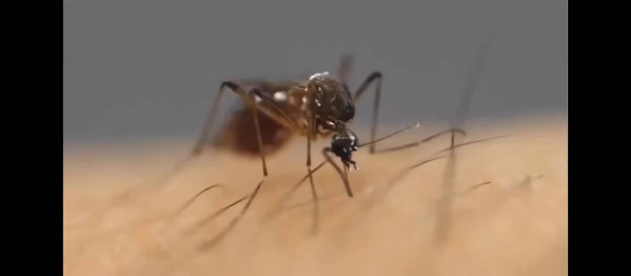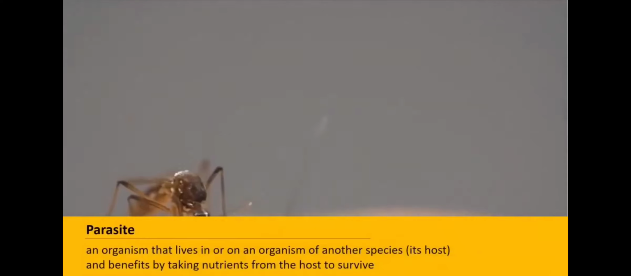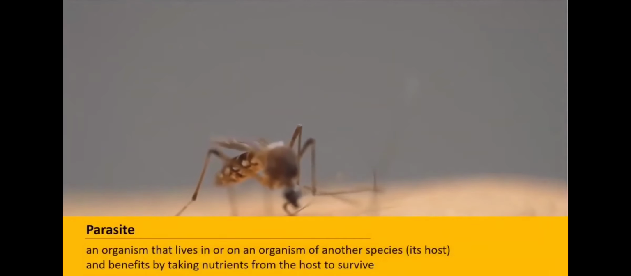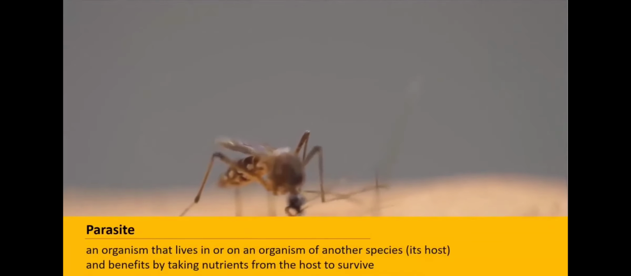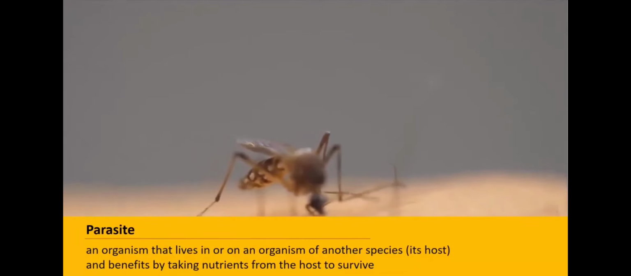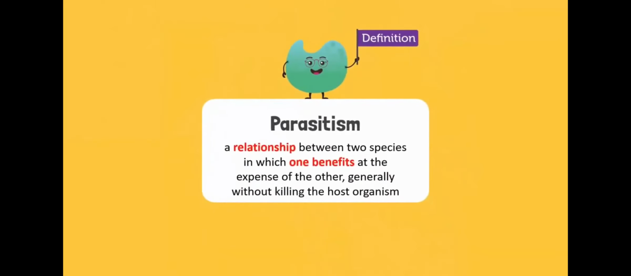This is another type of relationship. Mosquitoes suck your blood to survive. They also spread dangerous diseases like malaria and dengue. Such organisms are called parasites because they benefit from harming you. You are the host for these organisms as they are feeding on you. This relationship between a parasite and its host is called parasitism.